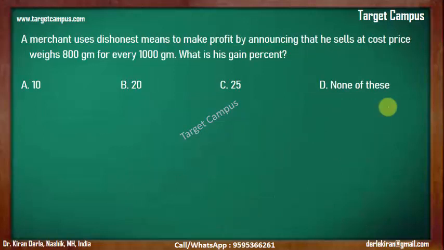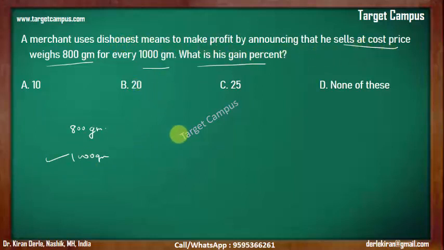So let's move forward. A merchant uses dishonest means to make a profit by announcing that he sells at cost price but weighs 800 gram for every 1,000 gram. What is his gain percent? So the trader is actually giving 800 grams, but showing 1,000 grams, and he professes to sell at cost price, right?